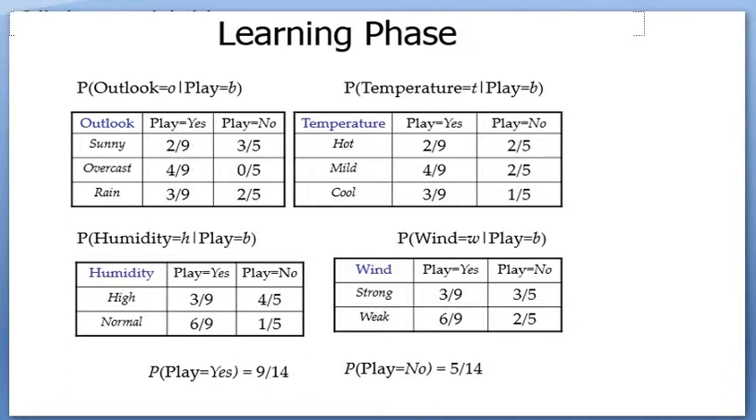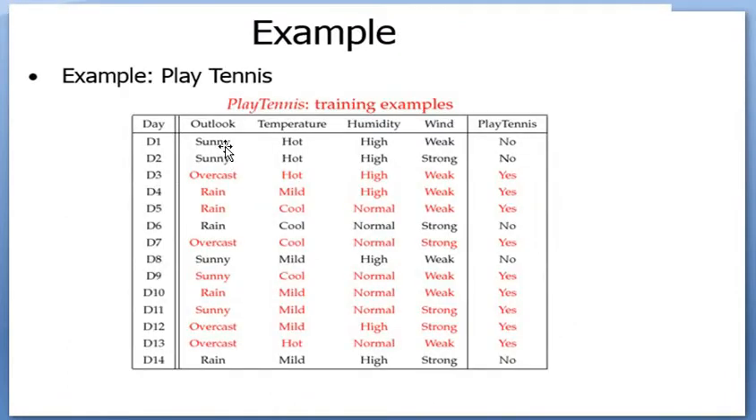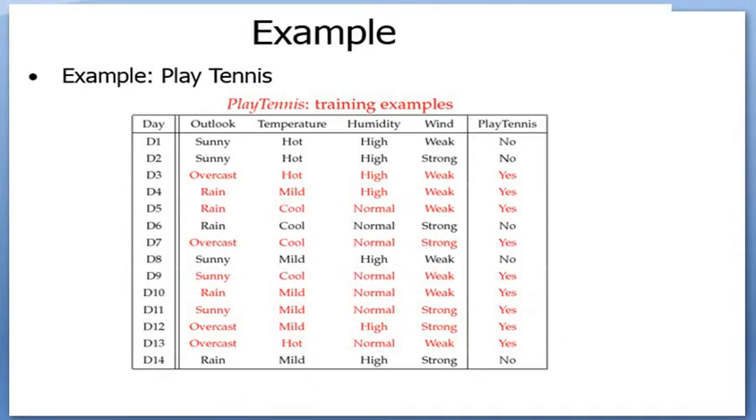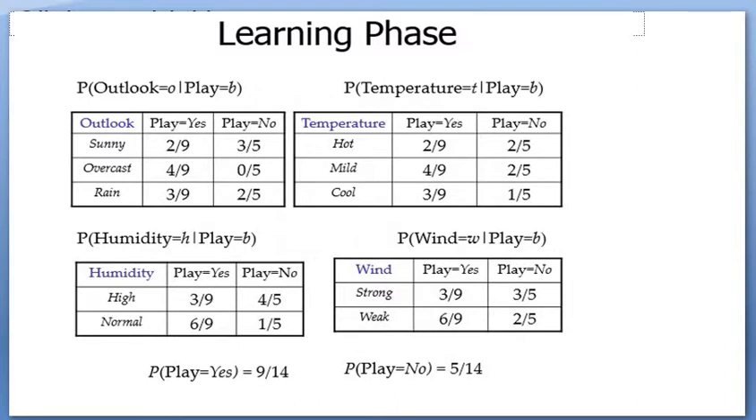Then, what are the sunny values giving me no? 1, 2, 3. So 3 out of how many no's? 1, 2, 3, 4, 5. Out of 5 no's, we get 3 no's, so 3 by 5. Adding together, the total is 2 plus 3, so 5 sunny values are there. Like this you can cross verify also. Similarly, do it for overcast and rain.